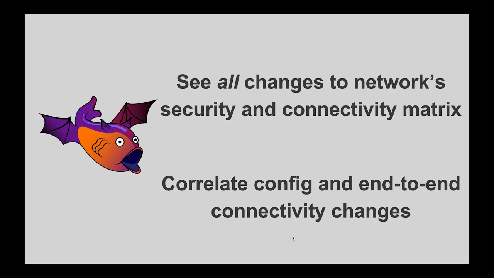Thanks for tuning into this Batfish Enterprise demo. In this video, I showed you how Batfish Enterprise makes it easy for you to understand the evolution of your network. You can see not only configuration changes, but also the impact of these changes on the full connectivity matrix of your network. And you can easily link those types of changes. This capability is incredibly useful for troubleshooting and tracking network evolution to ensure that it's secure and available at all possible times.